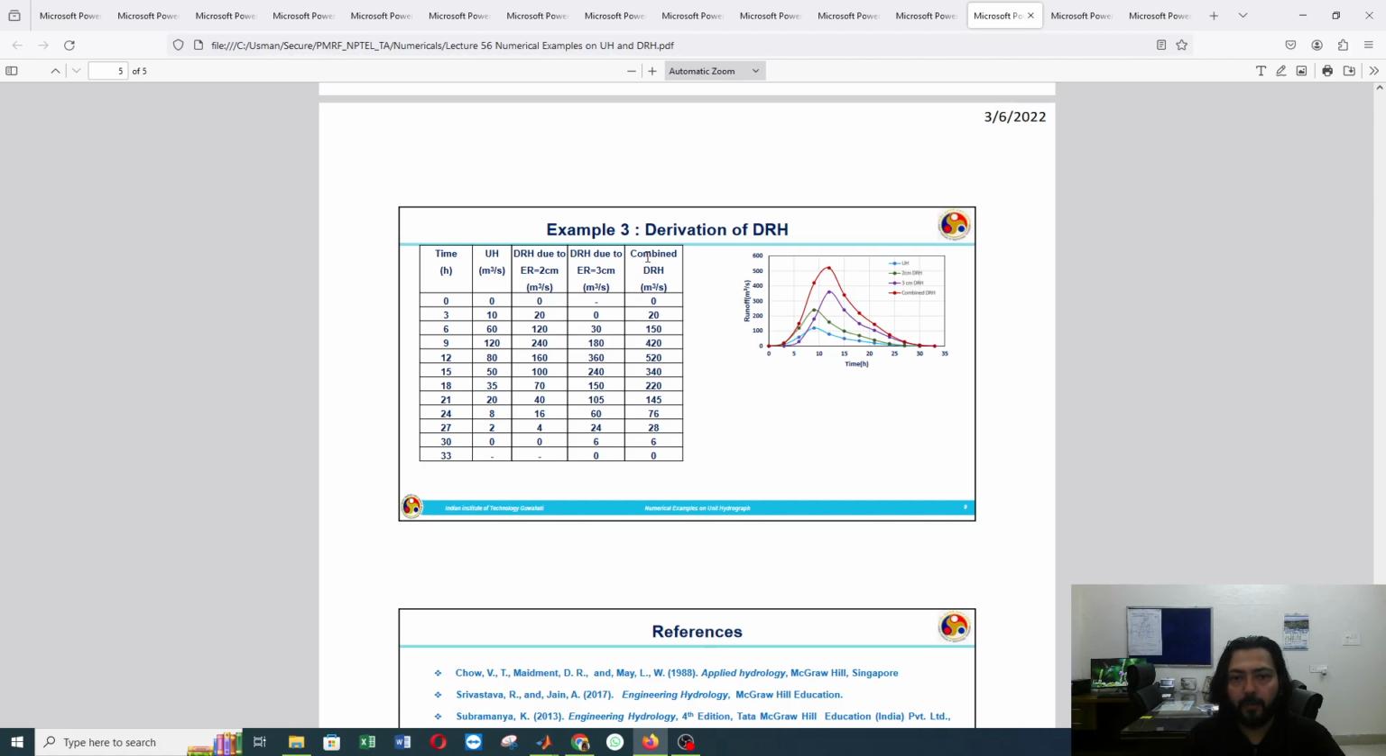And now we are going to combine them. So we just add the last two columns and we get the combined DRH. And here is the plot for each of them. The first plot is for the unit hydrograph, that is light blue. Then the direct runoff due to 2 centimeter is in green color, then the 3 centimeter one, and then the combined one. So when we analyze this, we know how the peak is increasing and how the time base is also increasing, and there is also a lag, right?